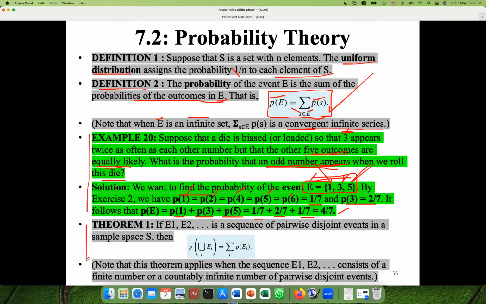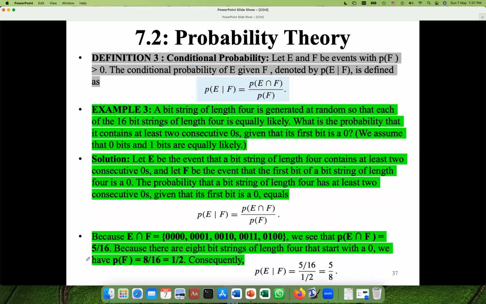And then you have another theorem. Read that definition by yourself. Moving forward.